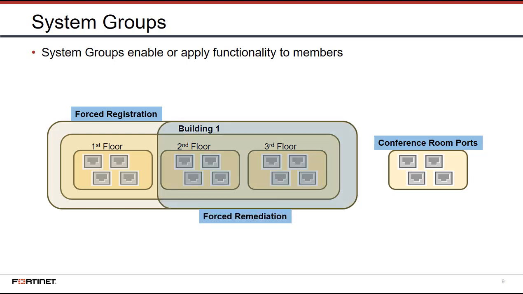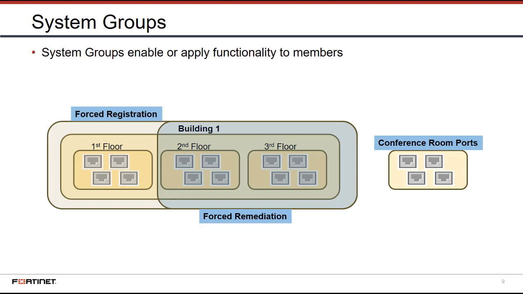If we had added a couple of these second and third floor ports to another system group, in this case forced remediation, now this is the group that's associated with hosts that are at risk. So let's go back to that first example, an unknown host. Let's say it's a contractor's system. An unknown host connects to the first floor. The port is dropped. They are moved into the registration VLAN, and the port comes back up because they're unknown and they're connecting in a forced registration port.